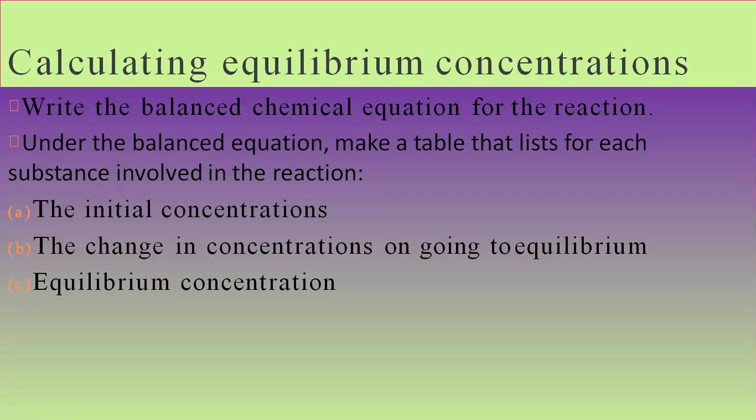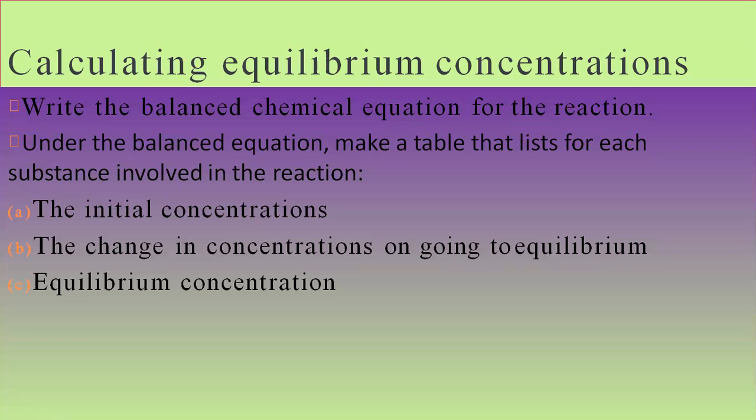Okay, so we just have to take the initial concentration. Second, the change in concentration on going to equilibrium. When the reaction starts, what happens? It just goes towards equilibrium, and at one point equilibrium gets established. So we have to find the change in concentration, meaning the final equilibrium concentration minus the initial concentration.